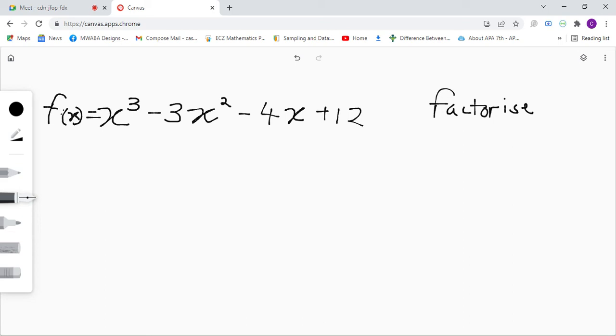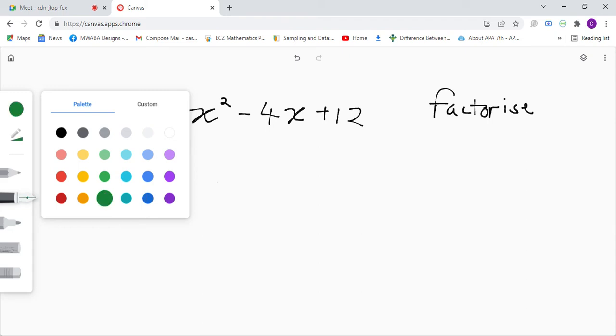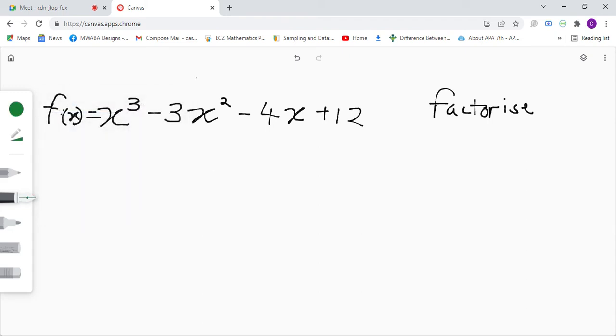The factorization of polynomials. We've been given f of x equals x cubed minus 3x squared minus 4x plus 12. Whenever you are factorizing polynomials, especially with high degrees, like here where we have the power 3, you're going to first do a trial and error method. You're going to try putting in some values of x, and if you get 0, then that value gives a factor.